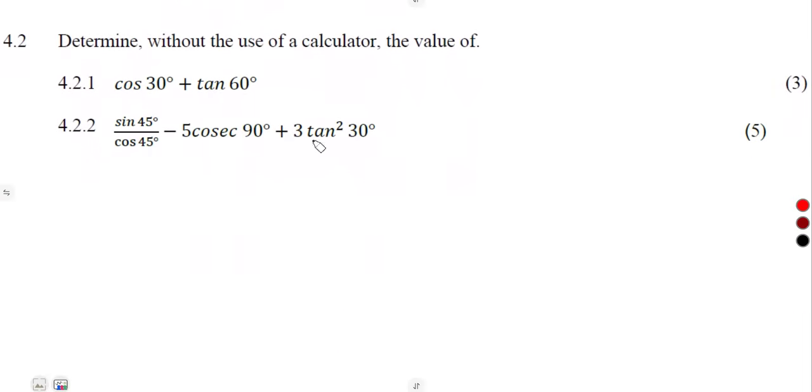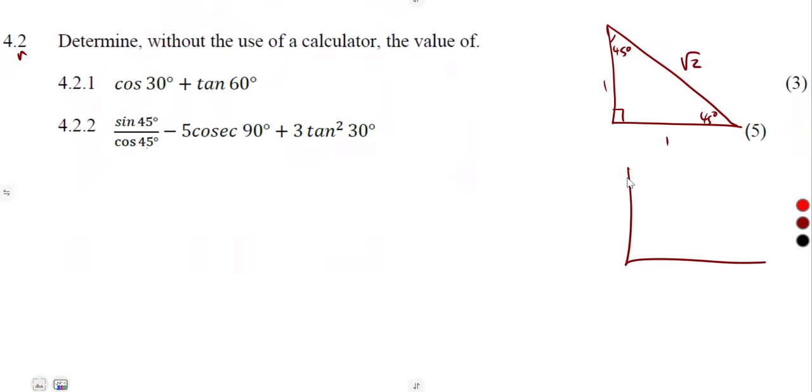4.2, determine without the use of a calculator. Once we've got these, guys, work with your special angles. Do we have 45? Yes, 45 is there. So we're going to need that triangle, guys, I told you, this is 1, 1, square root of 2. Then we also have the second triangle that has got 60 degrees, 30 degrees, 1, 2, square root of 3. Remember these triangles, all right?